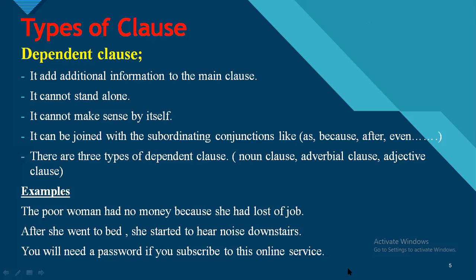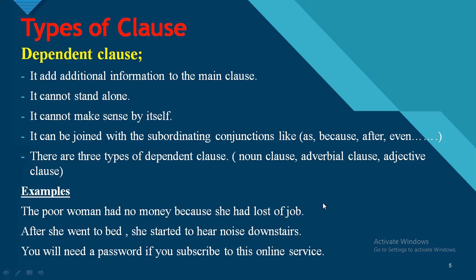The poor woman had no money. It is a main clause here, and the "because" is a subordinating conjunction, and "she had lost her job" is a dependent clause, so it comes with the independent clause in a sentence.